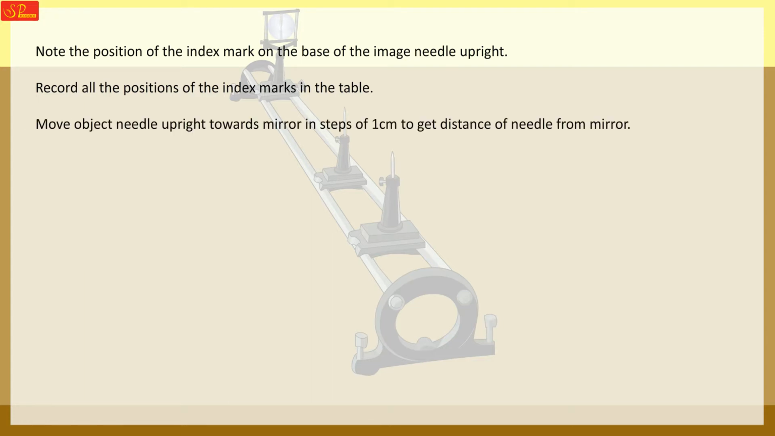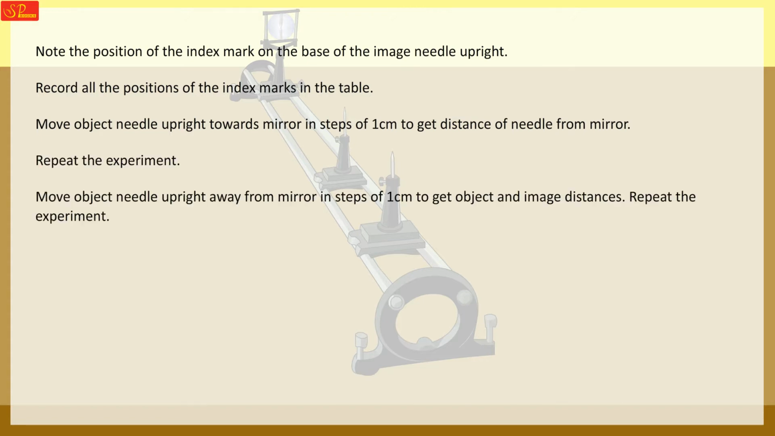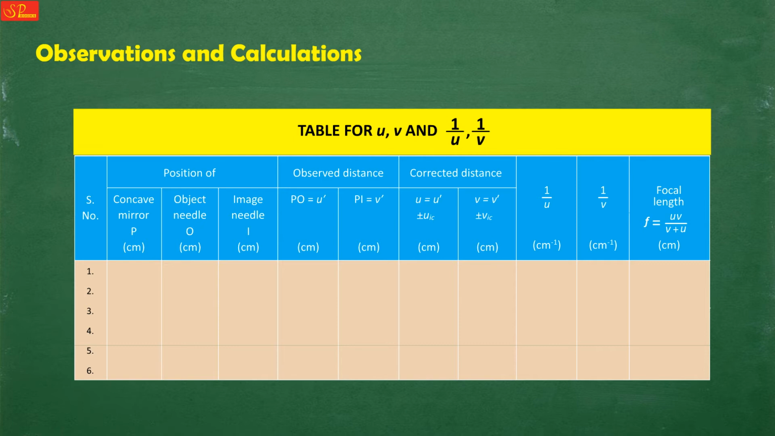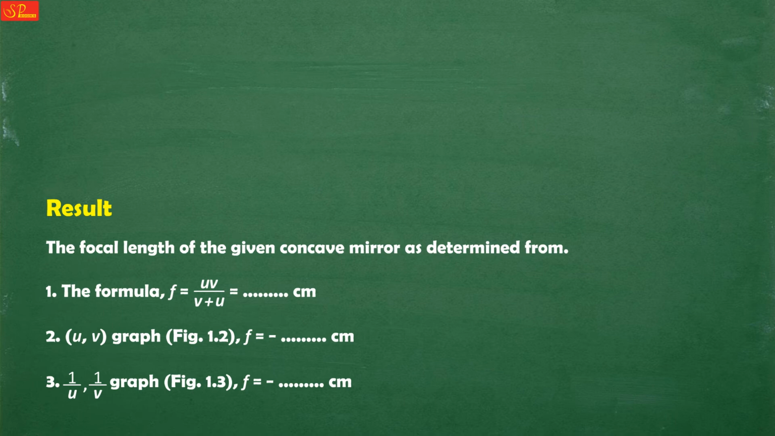Move the object needle upright towards the mirror in steps of 1 cm to get the distance of the needle from the mirror. Repeat the experiment. Move the object needle upright away from the mirror in steps of 1 cm to get object and image distances. Repeat the experiment. Record all the observations and calculations. Record all the observations in the following table and calculate the values. Result.